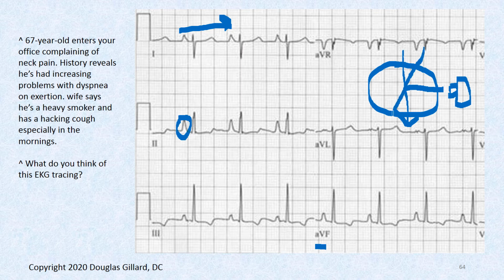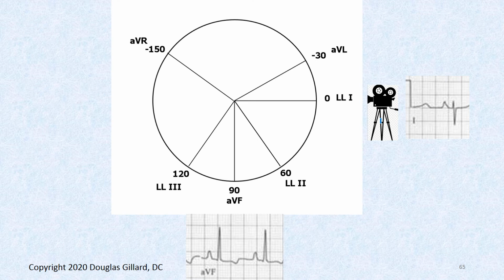So the current would be running more like this. And we know that this is the normal axis, right? So it's shifted to the right. So that's a right axis.